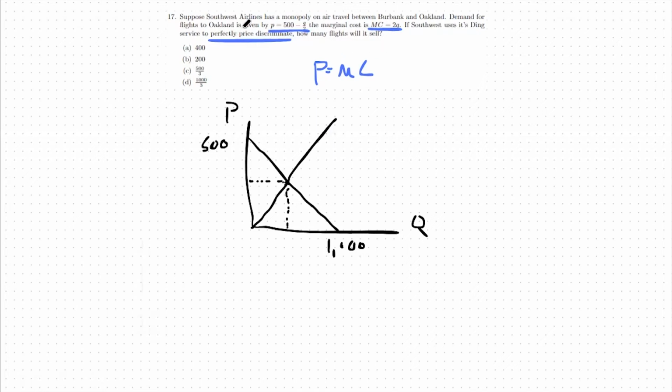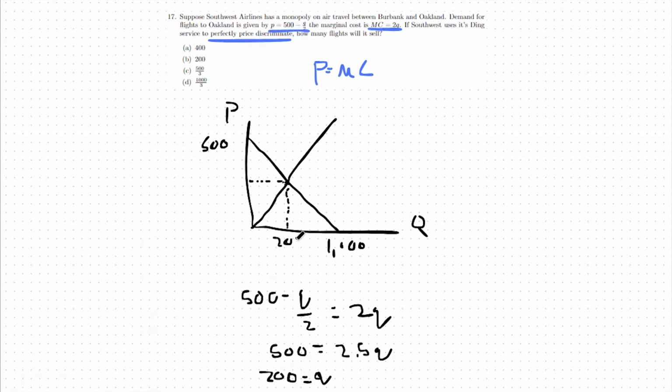As such, let's set our P equal to our MC, or in other words, 500 minus Q over 2 equals 2Q. Add Q over 2 to both sides, we get 500 equals 2.5Q. So our quantity under this first-degree price discrimination monopolist is going to be 200. For the purposes of this question, that's where we would stop, and we would say answer choice B is correct.